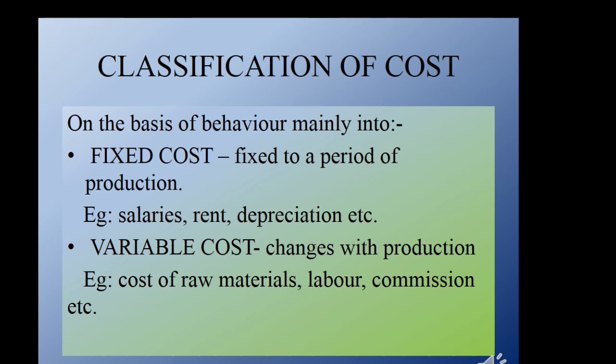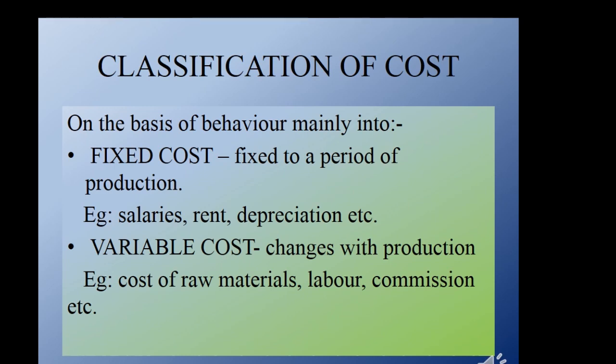As the name suggests, total fixed cost remains fixed as the number of output or the volume of production increases. Examples of fixed cost include salaries of executives, rent of the production premises, depreciation charged to various assets, etc. And variable cost changes with the level of activity or volume of production.